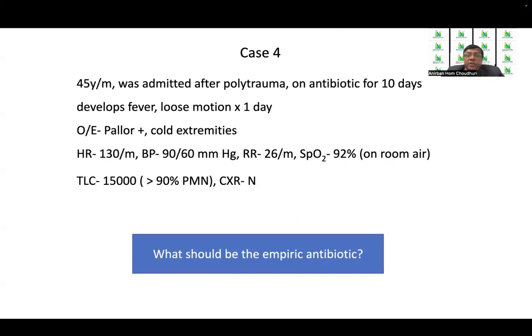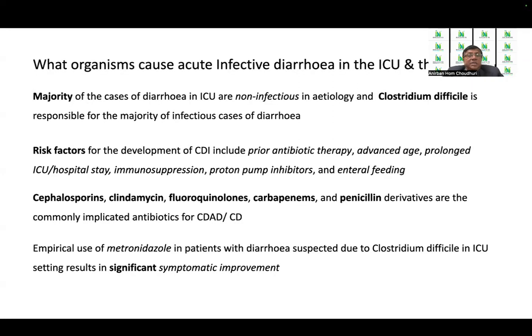So probably we are dealing with a condition of antibiotic-associated diarrhea, which is very common in the ICU, and Clostridium difficile is often the cause. So this is also something where we should know the empiric antibiotic, because what are the organisms causing acute infective diarrhea in the ICU? Majority of the cases are non-infectious in etiology, and Clostridium difficile is responsible for the majority of the infectious causes of diarrhea. So once we know that it is infectious or non-infectious, our treatment becomes easier.